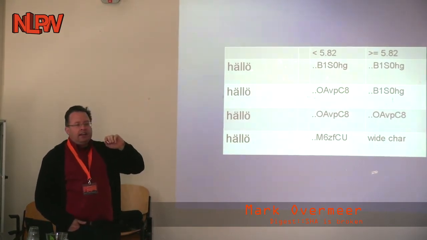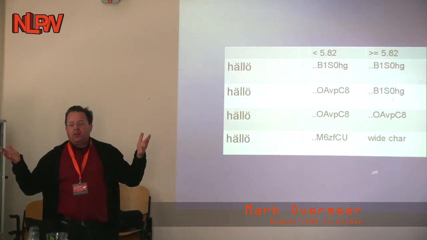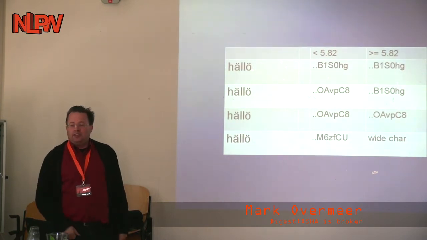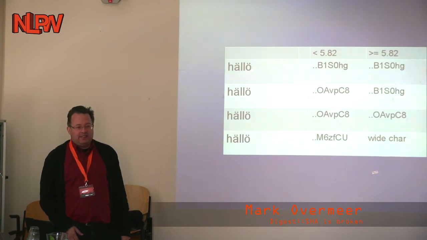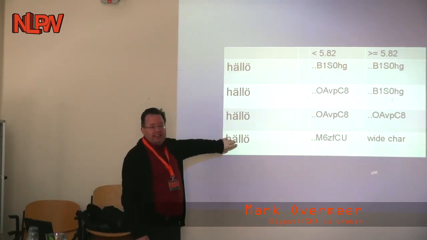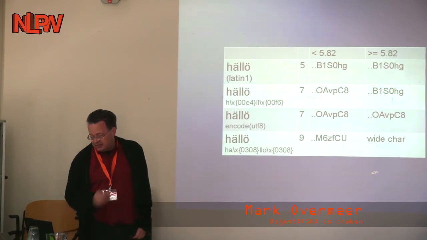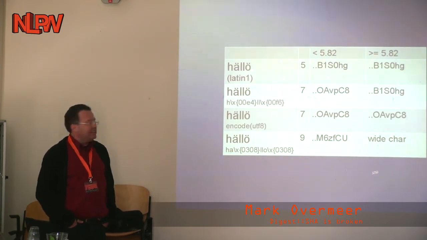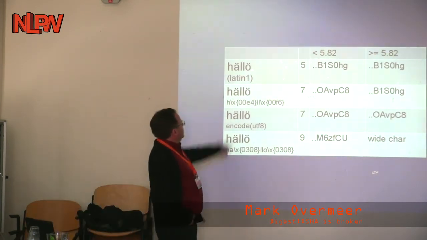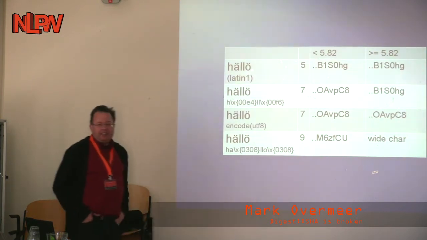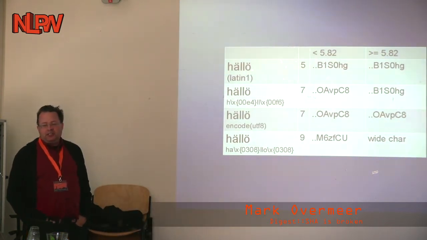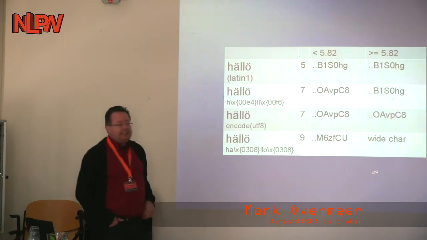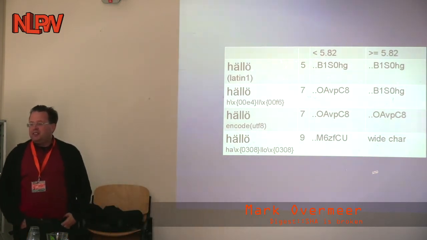And when the UTF-8 character is too large and doesn't fit in this byte sequence, then it will just croak when you call it, because it can't downgrade it. So you can imagine what I did here. The first one is just pure Latin 1, a string without UTF-8 characters. The second one is the very simplest way of Latin 1 UTF-8. This is where I cleanly have encoded it from UTF-8 into bytes.